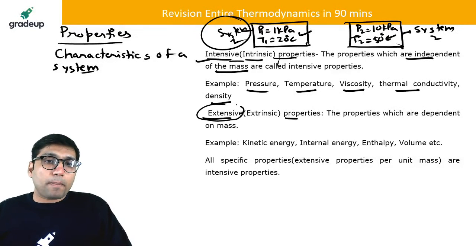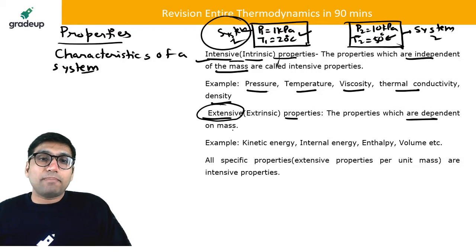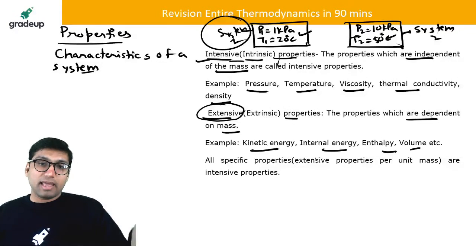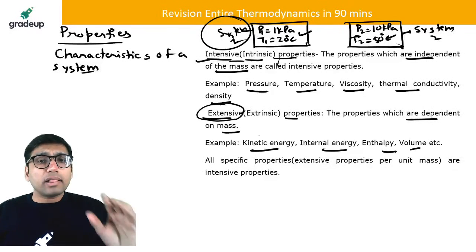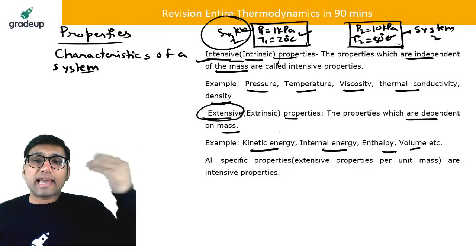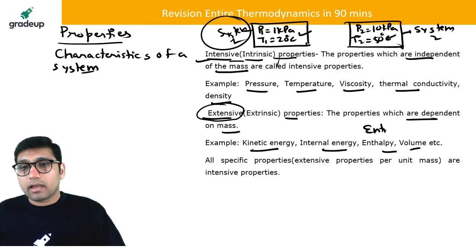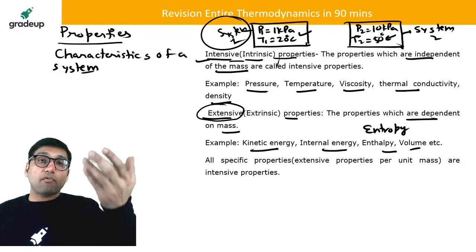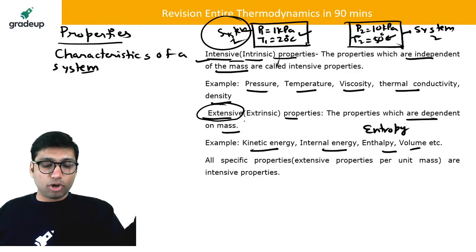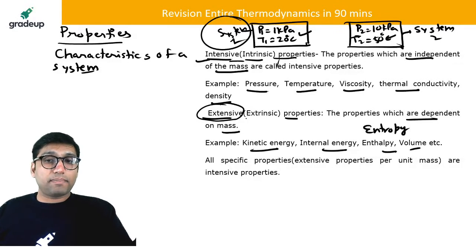Next is extensive properties. They are called mass dependent properties. Example, kinetic energy, internal energy, enthalpy and volume. They are called extensive properties. Example, all the types of energy, kinetic energy, potential energy, internal energy, enthalpy, entropy, and volume, they all come under extensive properties. Most of the types of energies come under the extensive properties.